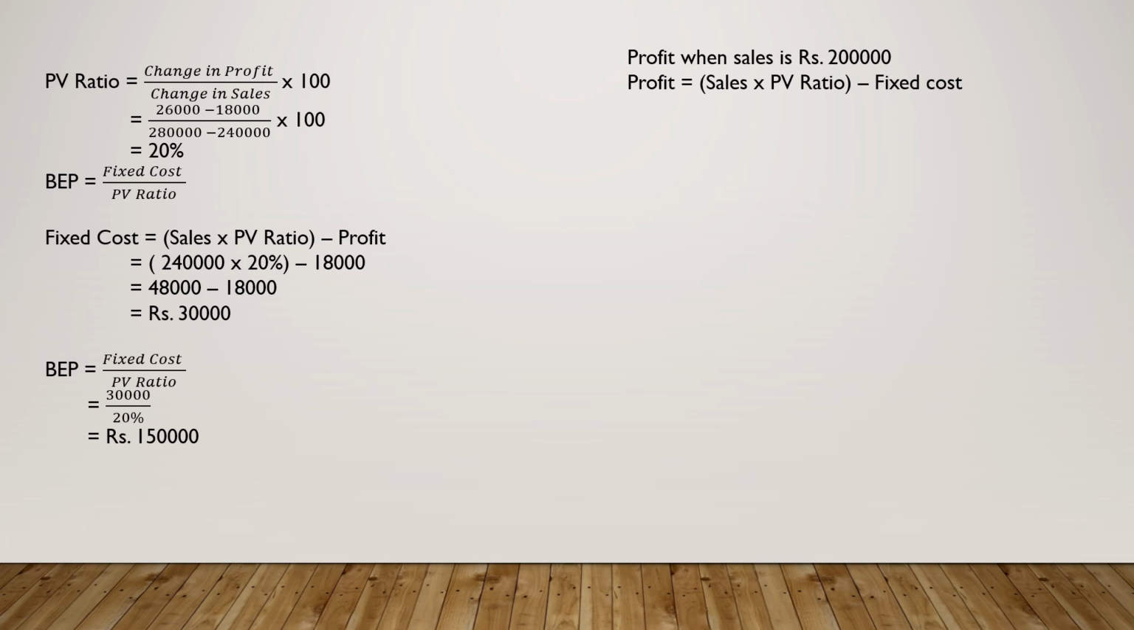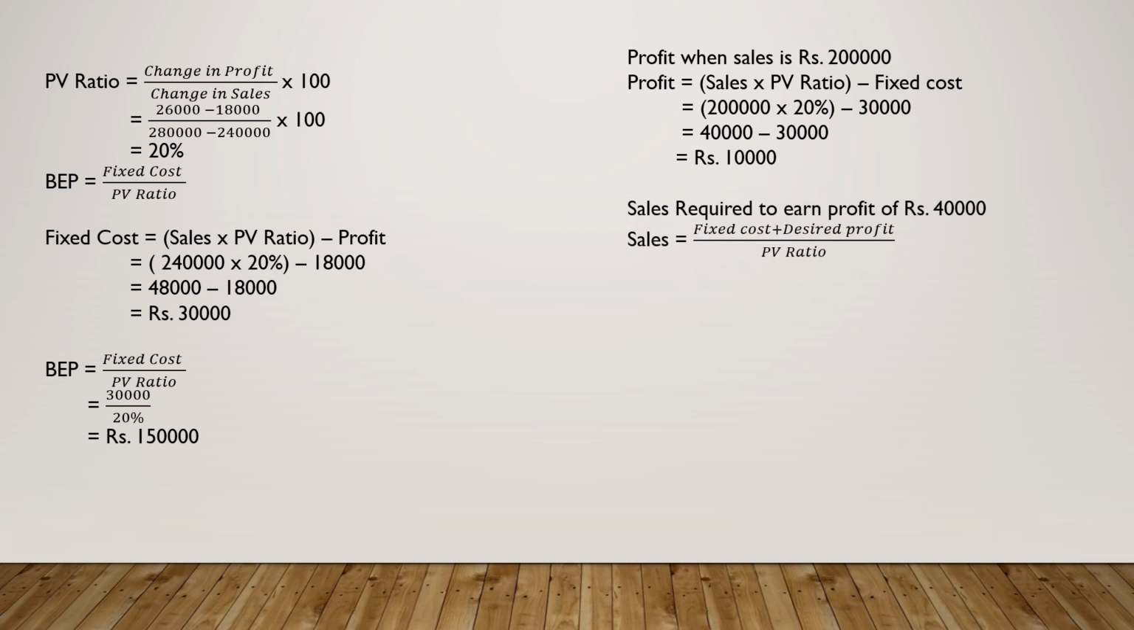So now when you multiply sales into PV ratio, we'll get the answer as contribution. And you know, contribution minus fixed cost is profit. So sales into PV ratio, sales is 2 lakh into PV ratio, which is 20%, minus fixed cost, which is given in the question as 30,000. So 2 lakh into 20% minus 30,000, it will be 40,000 minus 30,000. Answer is rupees 10,000. So your profit comes to 10,000. So when you do a sales of 2 lakh, you will get a profit of 10,000.